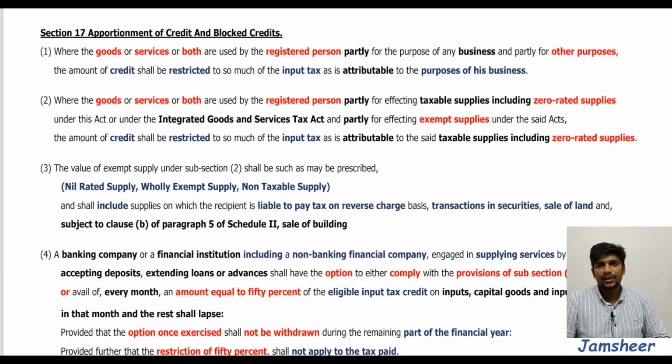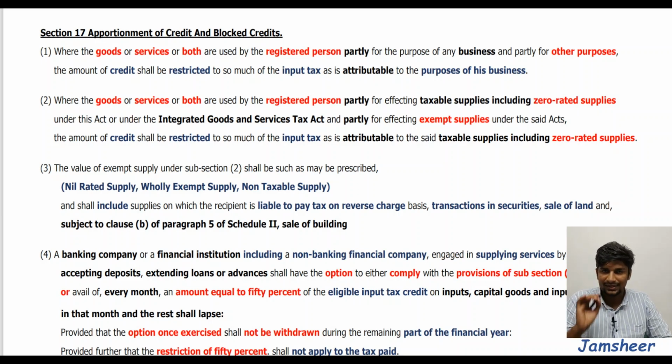Dear friends, we are discussing Section 17 of the CGST Act 2017, apportionment of credit and blocked credit. Section 17 consists of 6 subsections. We are mainly focusing on Rule 42 of the CGST Rules.